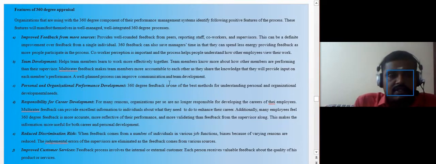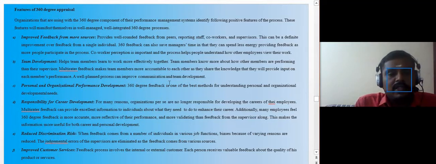The characteristics of the 360-degree performance appraisal system. Feedback from more sources provides well-rounded feedback from peers, reporting staff, co-workers, and supervisors. This can be a definite improvement over feedback from a single individual. The 360-degree feedback can also save the manager's time, in that they can spend less energy providing feedback as more people participate in the process.